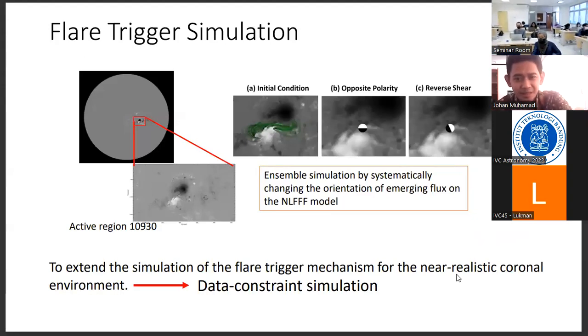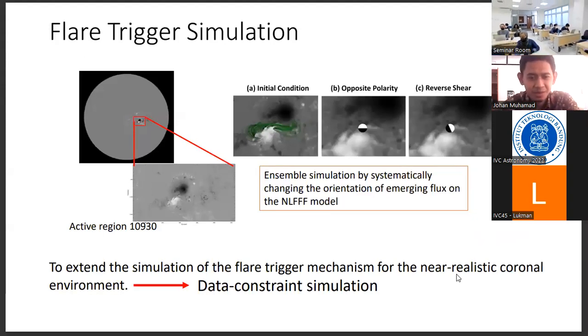Okay, so in the previous one, I showed the flare trigger simulation in a very simple coronal magnetic field, which is the linear force-free field. In the real condition, we have a very complicated structure like this. So we need more than just the linear force-free field. For that case, we are making a more realistic initial condition, which is the nonlinear force-free field model. Here we use the observation data of the active region. This is active region 10930, and we get the magnetogram data, and based on that magnetogram data, we can extrapolate the coronal magnetic field.